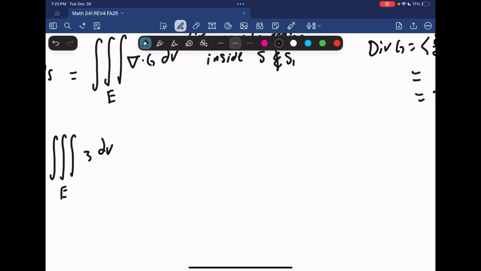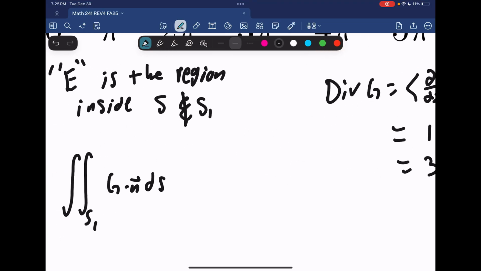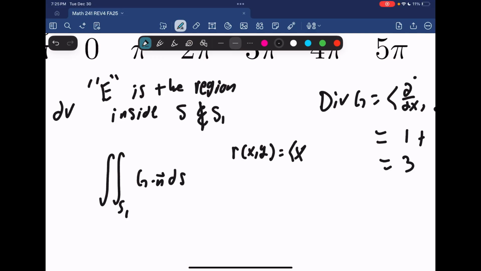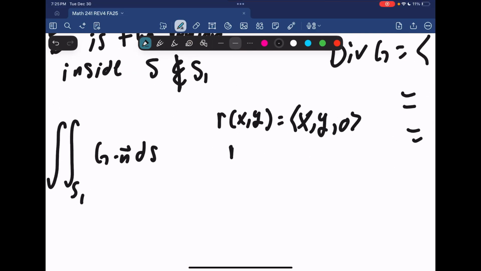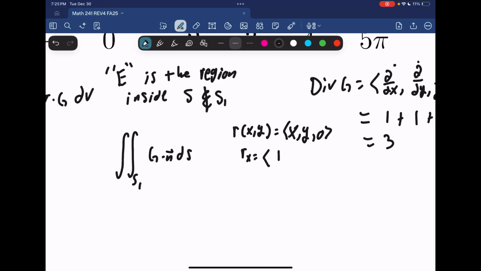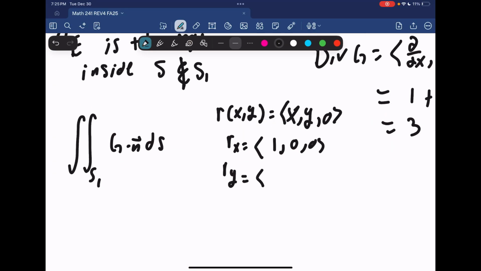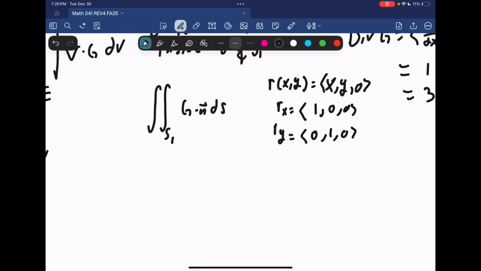So we're going to say the integral over S1 of G dot N dS. It's going to be the unit disk. So we parameterize that and say r of x, y equal to x, y, 0. So r_x is equal to 1, 0, 0 and r_y is 0, 1, 0. Remember that dS can be substituted with the magnitude of r_x cross r_y, which just ends up coming out to be 0, 0, 1, which makes perfect sense, to be honest.